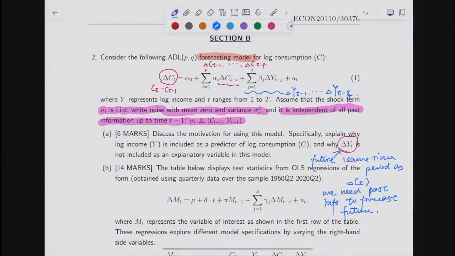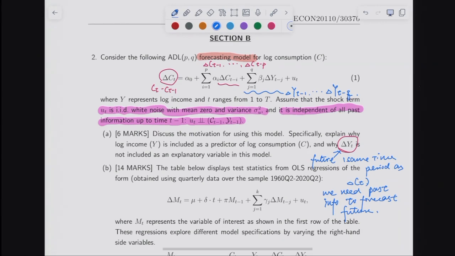Yes? Sorry, can we also say that, because it says UT is independent of all past information, YT and CT, it doesn't say that UT is independent of the current YT? You mean UT is independent of? Yeah, the question says that UT is independent of past YTs, but it doesn't say that UT is independent of current YT. Well, this assumption is on the basis that we have only included lags.